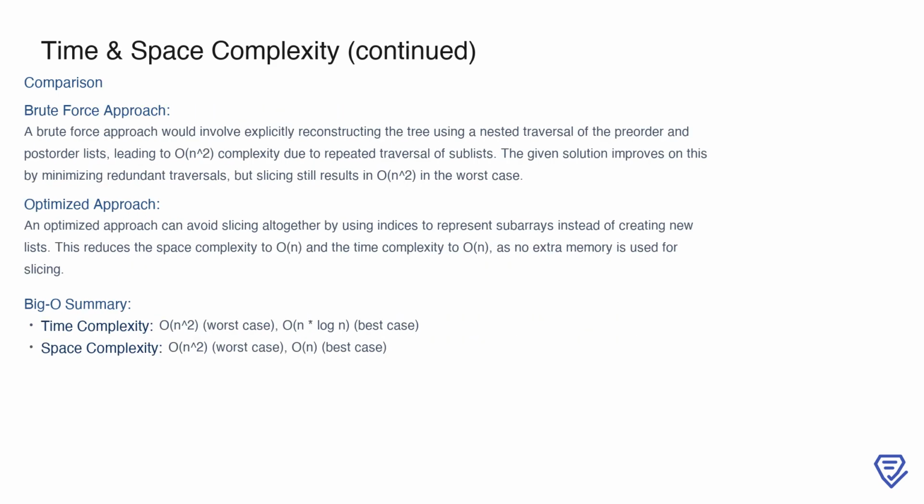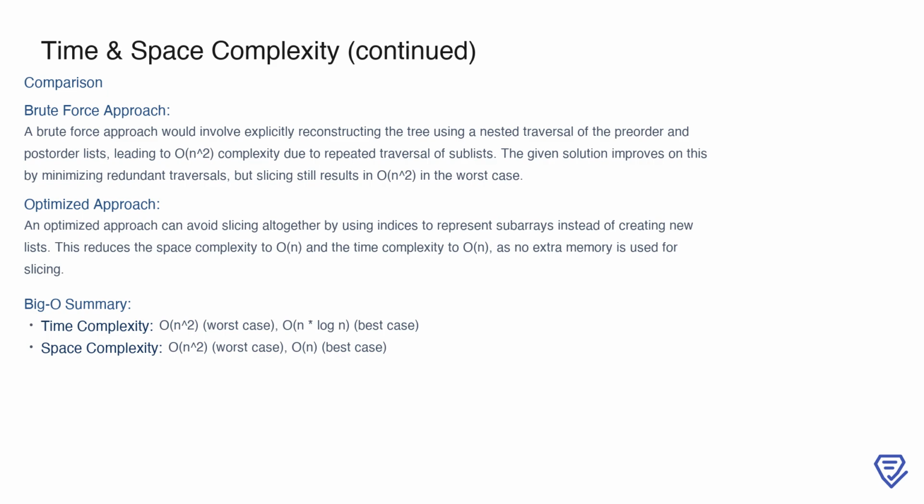When we compare this solution to a brute force approach, the advantages become clearer. A brute force method would require repeatedly traversing the preorder and postorder lists, resulting in an O(n²) time complexity due to redundant computations. While our current solution avoids these redundant traversals, the slicing operations still result in O(n²) in the worst case. An improved approach would involve using indices to represent subarrays instead of creating new lists. This optimization eliminates the overhead of slicing, reducing both the time and space complexities to O(n).